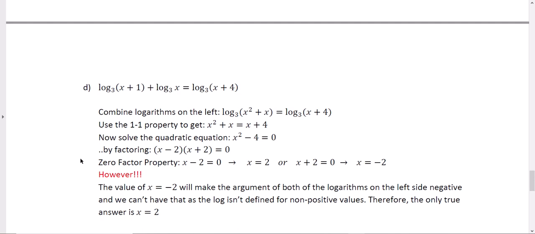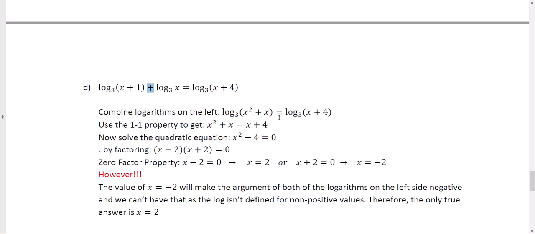So I just looked at the two on the left, log base 3 of x plus 1 plus log base 3 of x, and I know that addition of logarithms turns into multiplication of the arguments. So I'll have log base 3 of x plus 1 times x, and x plus 1 times x is x squared plus x. And then I left the right-hand side alone, but I wrote the whole equation so I didn't leave anything behind.